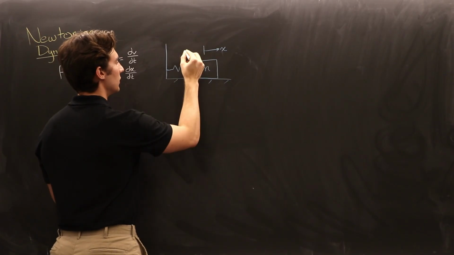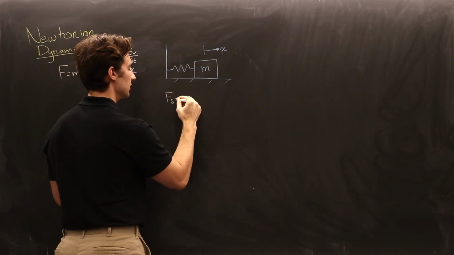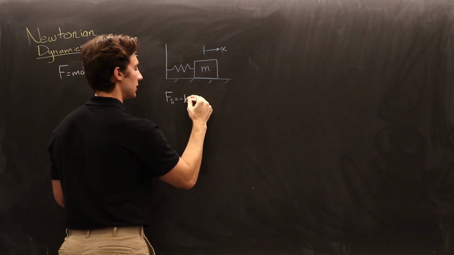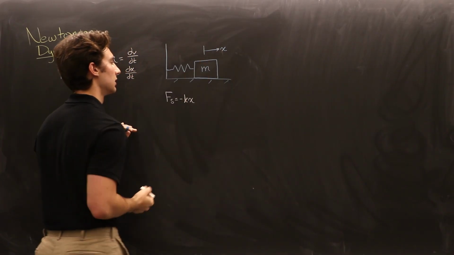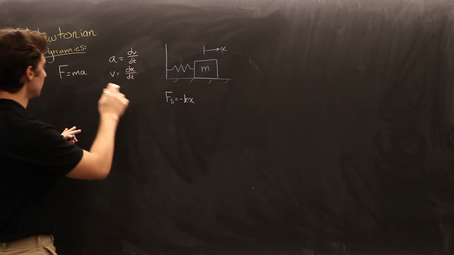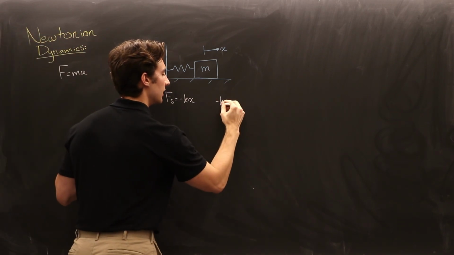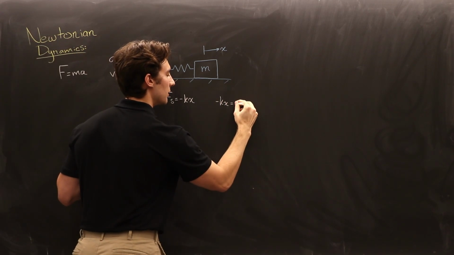So in this system, we have a spring, and we know that the force of a spring is equal to negative k times this displacement x. And this k is just the spring constant for this spring. Then we can, of course, write that's equal to ma. So we have negative kx is equal to ma.